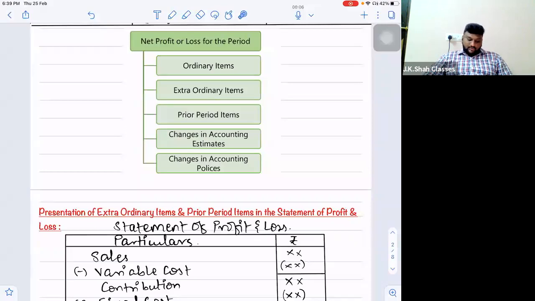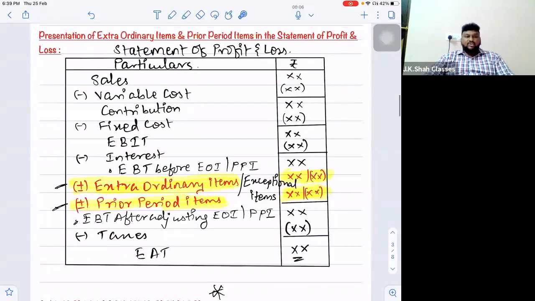Before that, please have a look at the presentation of extraordinary items and prior period items in the statement of profit or loss. Now this is a vertical form of profit and loss account. Sales less variable cost, you get contribution, less fixed cost, you get EBIT. EBIT is earnings before interest and tax. Then you subtract interest from it, so you get earnings before tax. Now here comes your logic of presentation. Earnings before tax, before extraordinary items or prior period items.